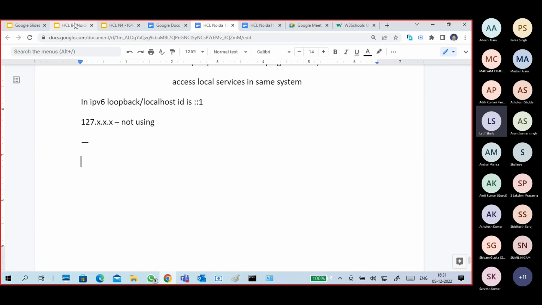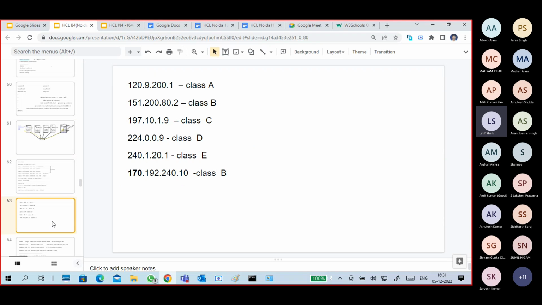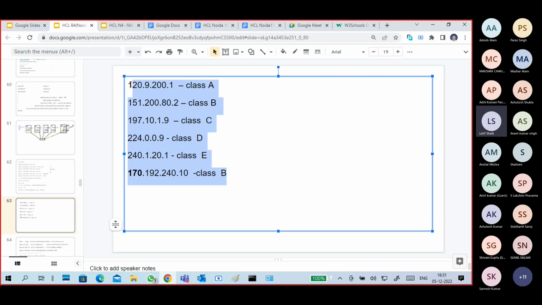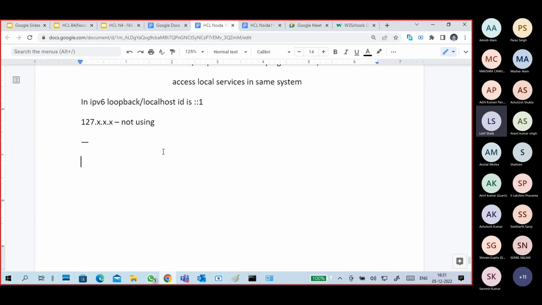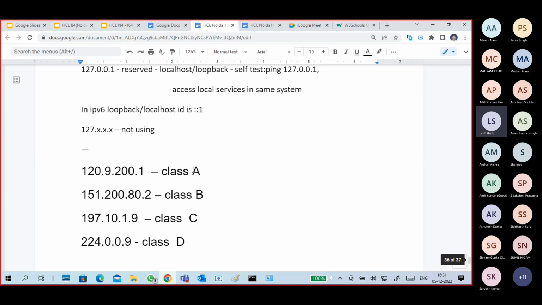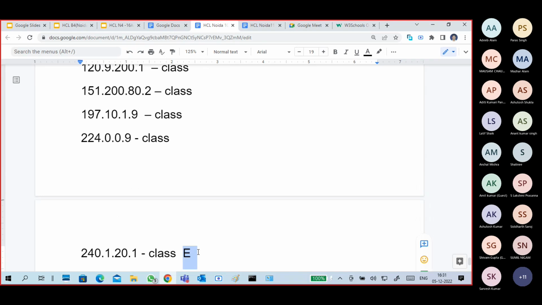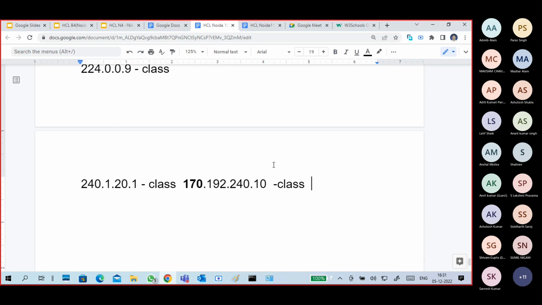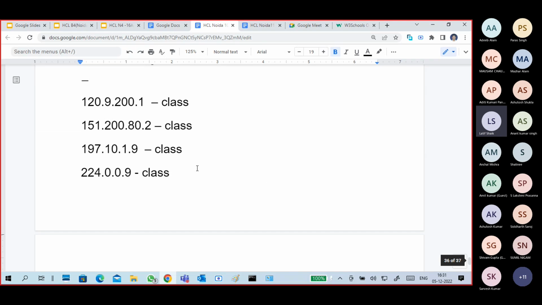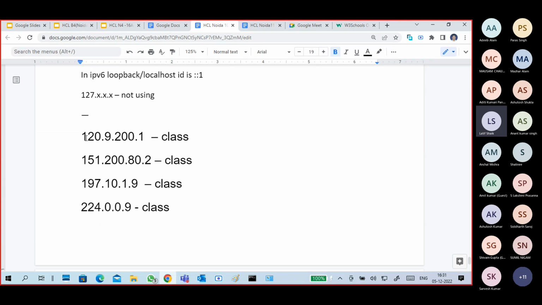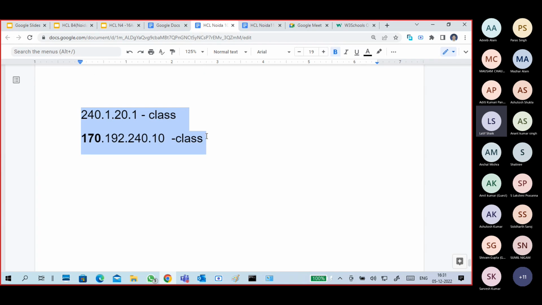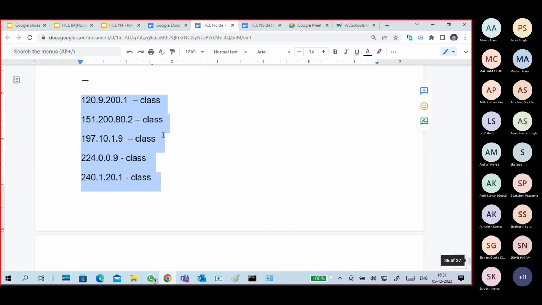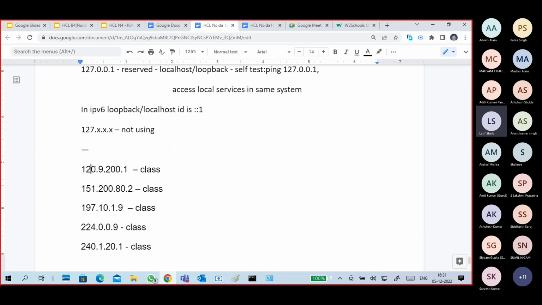Second one is recognition of IP addresses. Recognize the IP address based on its class. Based on the first octet, you have to tell what their classes are. I'm giving the same example, no problem, otherwise I will change it also.